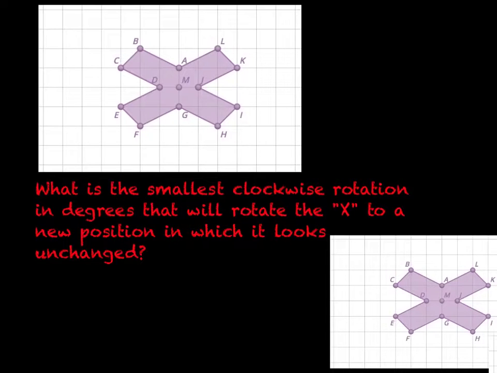X marks its spot. And with this, I want you to try to figure out what is the smallest clockwise rotation in degrees that will rotate the X to a new position in which it looks unchanged. And I say clockwise, even though I've been saying counterclockwise, only because that's the way the program is working for me when I was doing these images. I had to rotate it unconventionally. I had to rotate it against the grain.